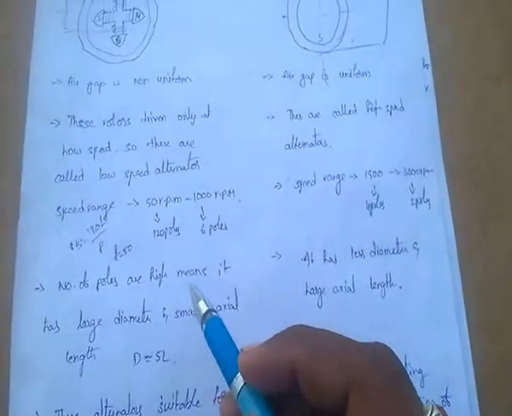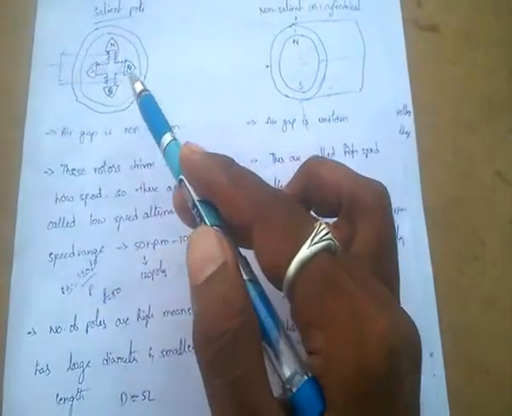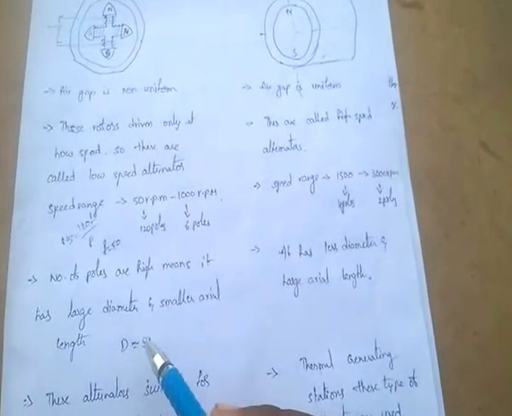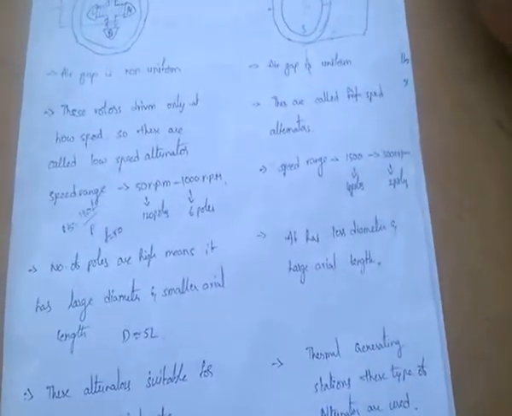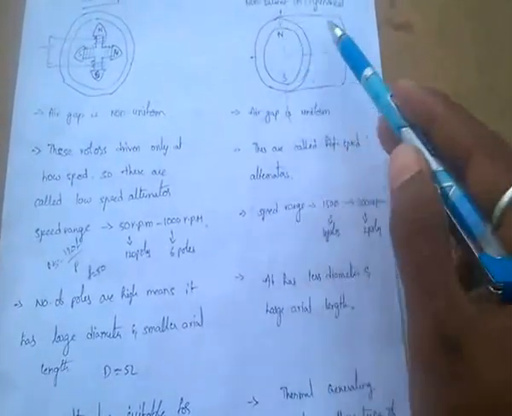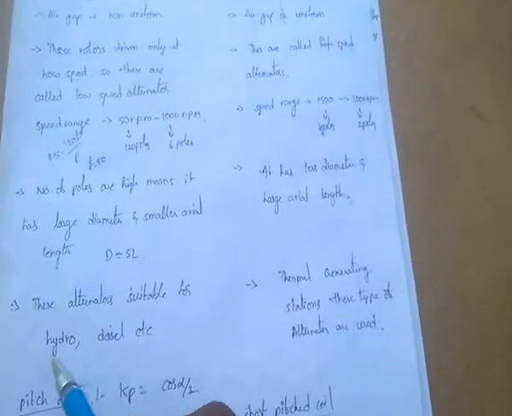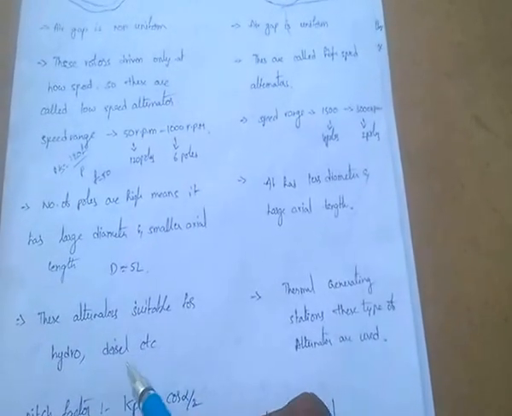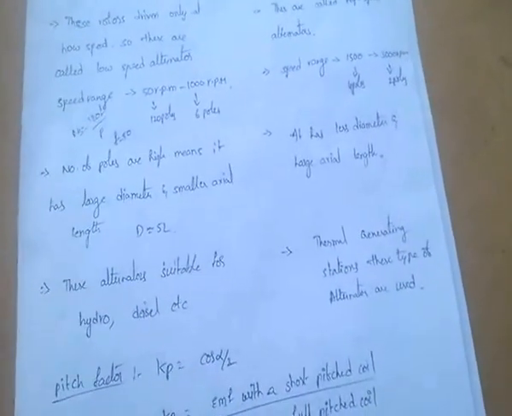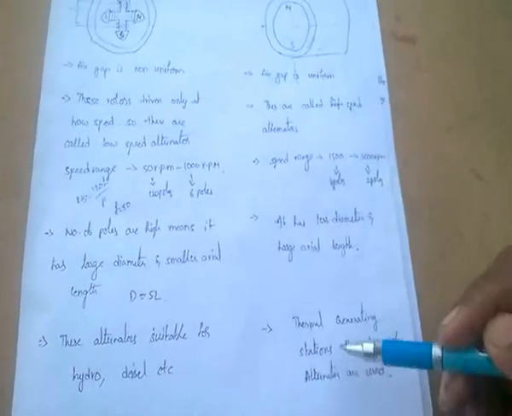Number of poles being high means it has a large diameter and a smaller axial length. The diameter is approximately equal to 5 times the axial length. But here the number of poles is very small, so it has a smaller diameter and a large axial length. The salient pole alternators are suitable for hydro and diesel type power generating stations. The cylindrical ones are used for thermal power generating stations.